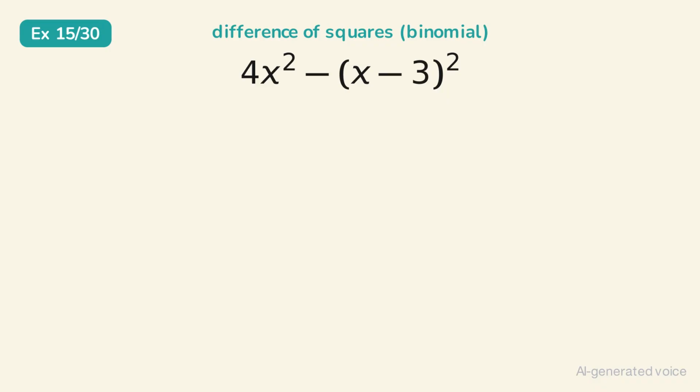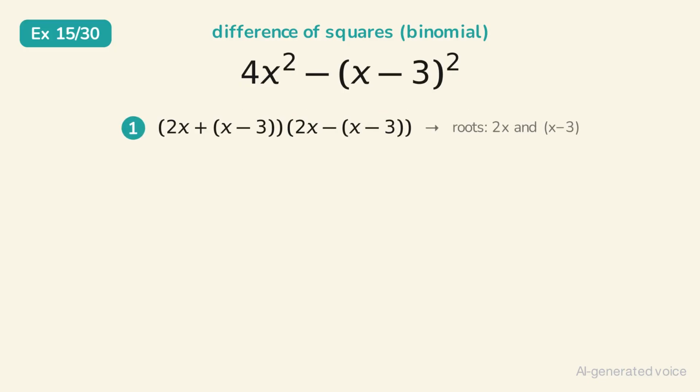Let's factor 4x squared minus the whole binomial x minus 3 squared. It looks odd, but it's a subtraction of 2 squares. 4x squared is 2x squared, and the other one already comes squared. We apply the formula with roots 2x and the binomial x minus 3. We get 2x plus the binomial times 2x minus the binomial. And here's the care. When we subtract the binomial, the minus goes into both. 2x minus x minus 3 is 2x minus x plus 3, that is x plus 3. And on the other side, 2x plus x minus 3 is 3x minus 3.